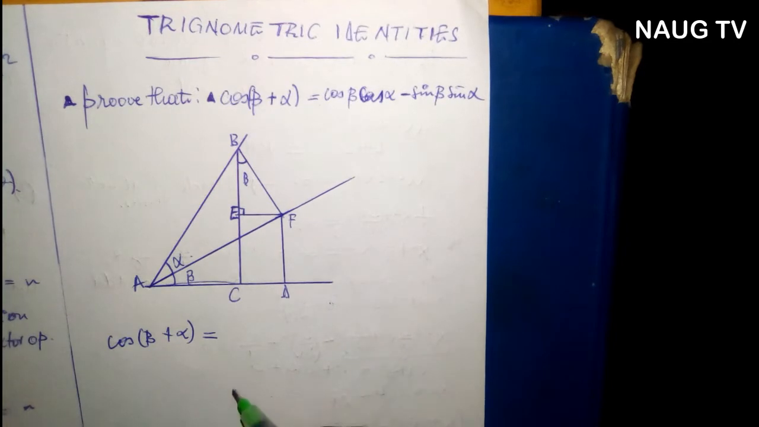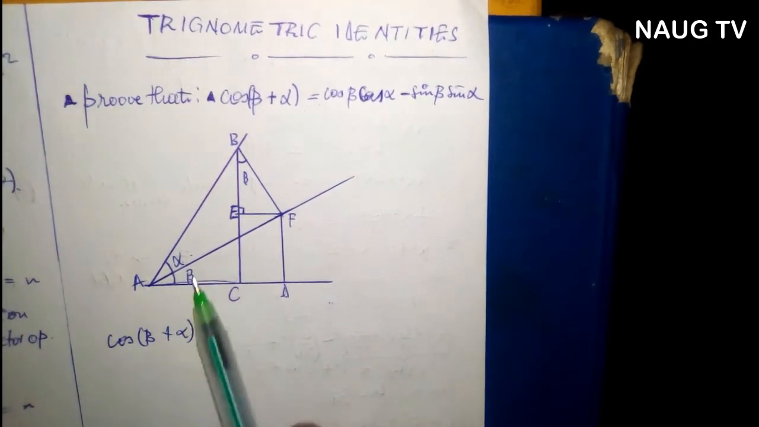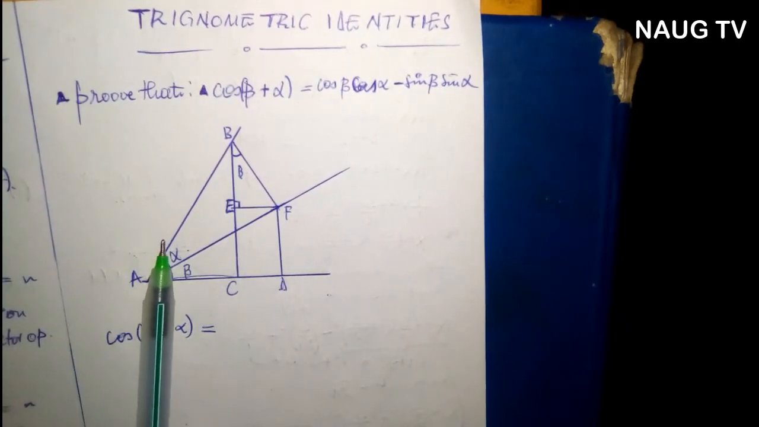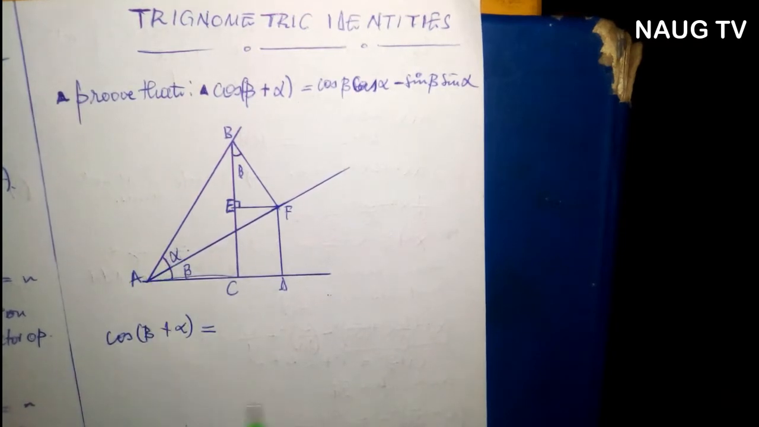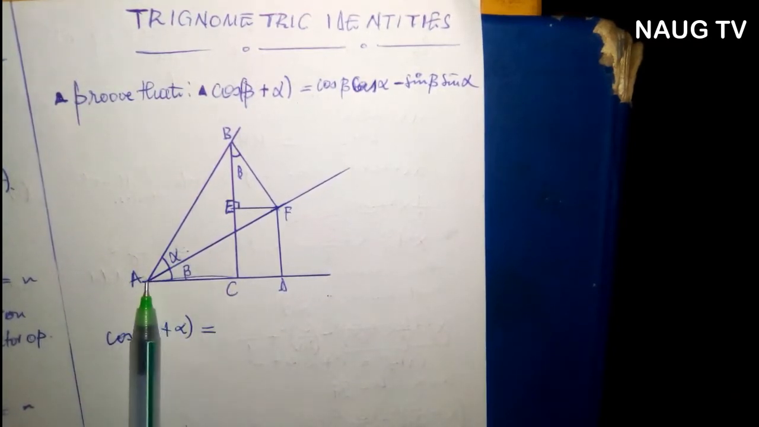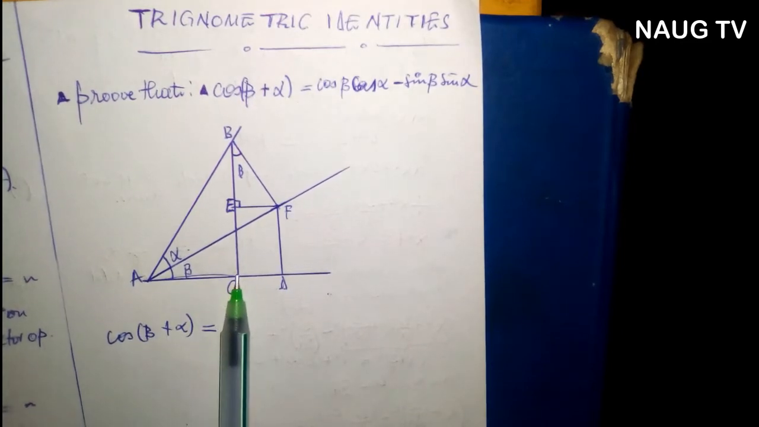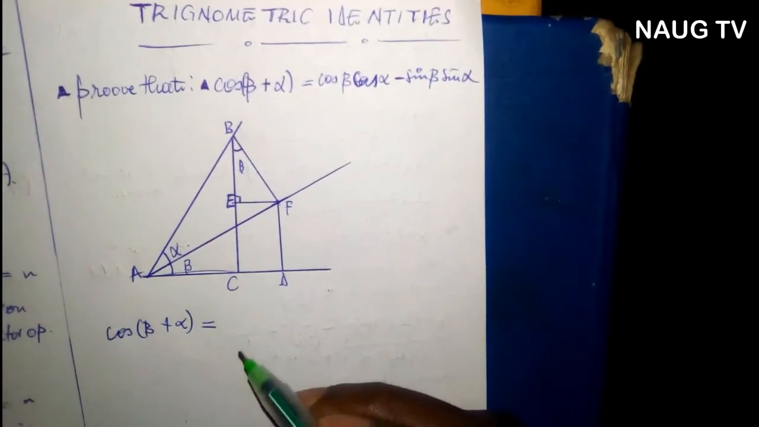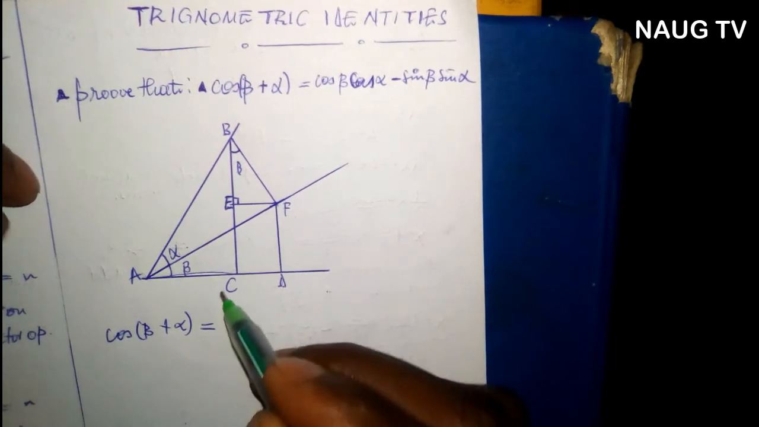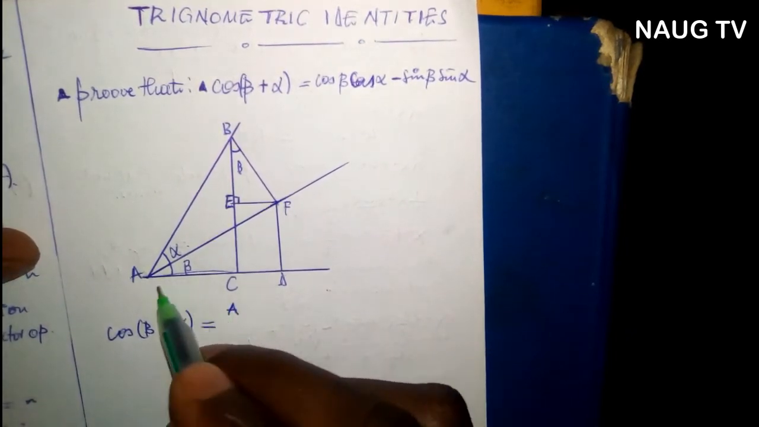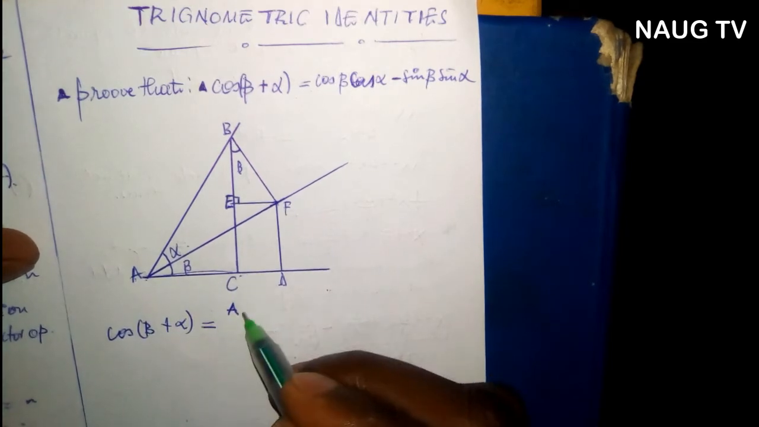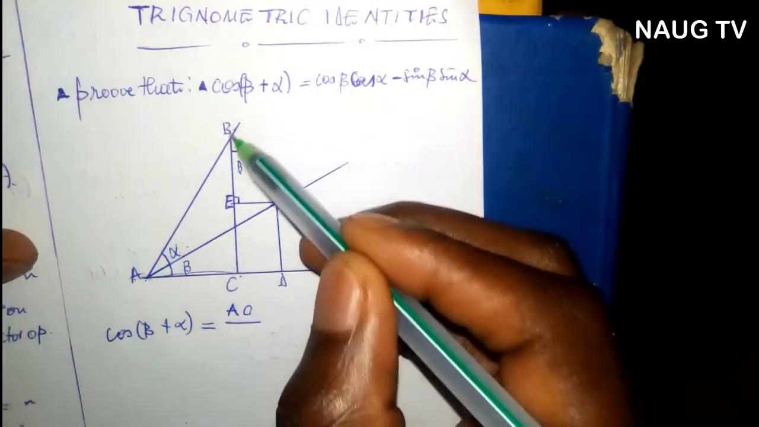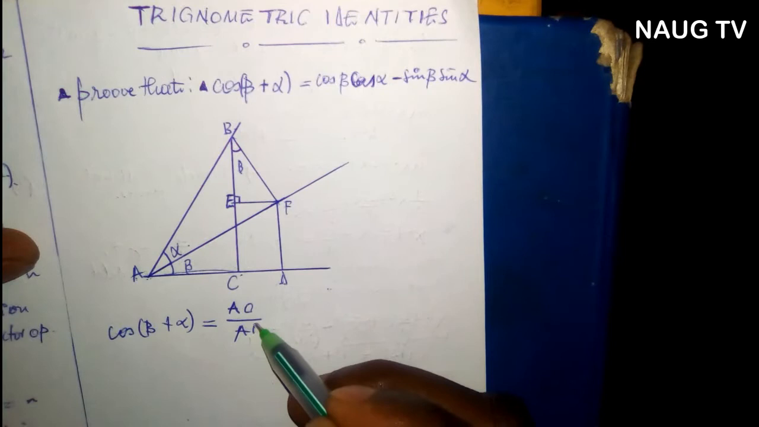Okay, so we know that cosine of any angle equals adjacent side over hypotenuse. So cosine beta plus alpha would be equal to AC, the distance from A to C here, over AB.